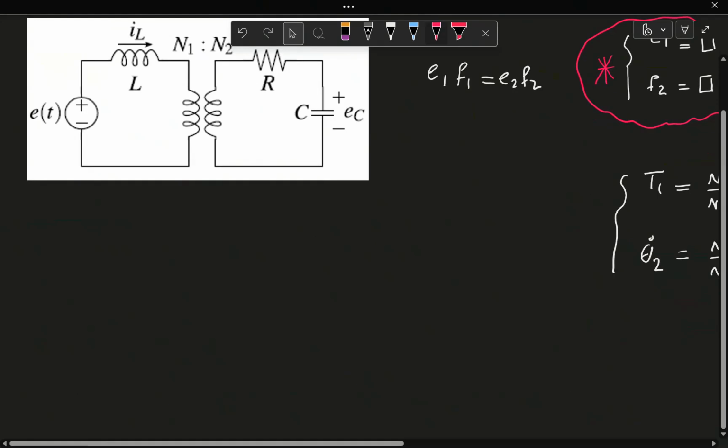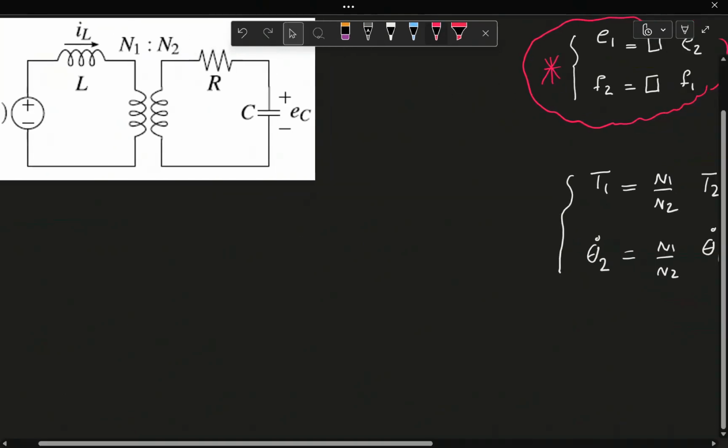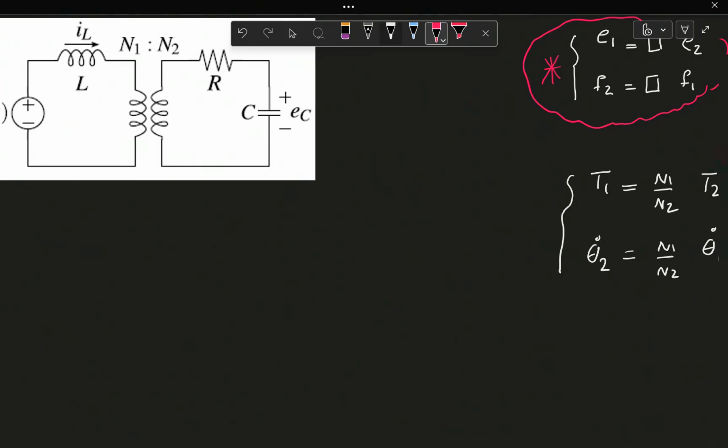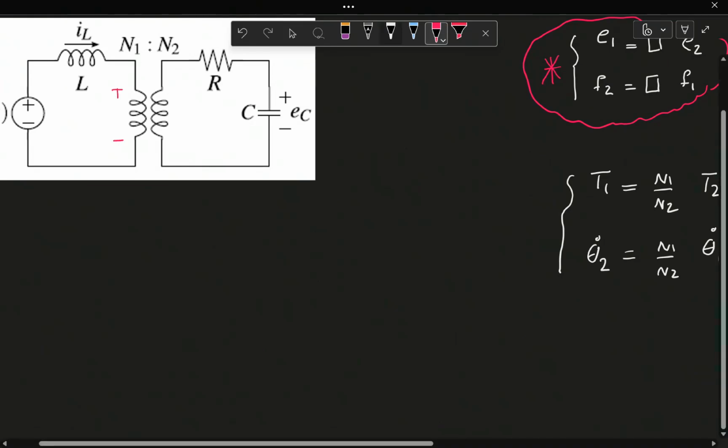So, I'm going to summarize what I knew about these transformers in here. I know that if I have the voltage on the first side of this transformer as E1, this is going to induce another voltage on the second side as E2. And I know that there is a relationship between E1 and E2. E1 is equal to N1 over N2 E2.